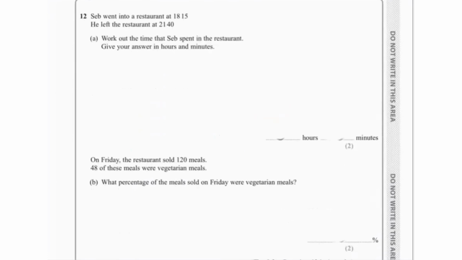Then it says Seb went into a restaurant at 18:15. He left the restaurant at 21:40. Work out the time that Seb spent in the restaurant. Give your answer in hours and minutes. So we will subtract the time he arrived at the restaurant from 21:40, because that's the time he left. So 21:40 minus 18:15.